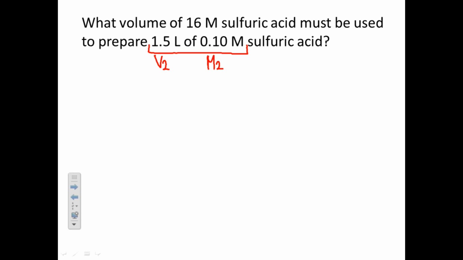That's a set. So then this molarity, the 16 molar, that's our stock solution. That's what we're starting with. That's our M1. So we want to know what volume of M1 we are going to need to make this second solution. So let's plug that into our M1 V1.